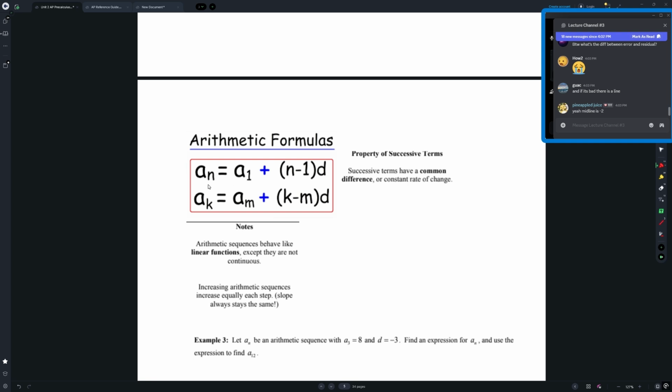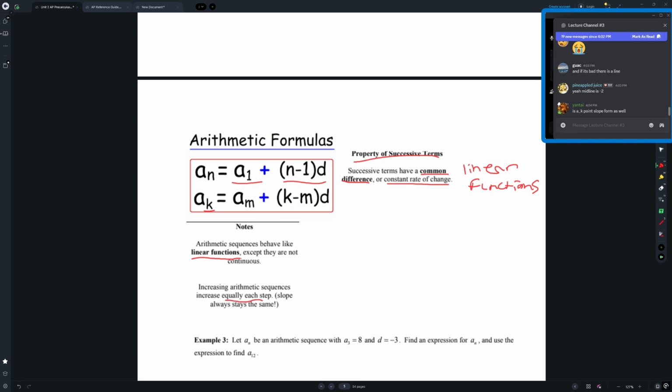The arithmetic formula is a1 plus (n minus 1) times d, and if you have any term, you can say ak equals am plus (k minus m) times d. One important property is that they have a common difference, or a constant rate of change, similar to linear functions. And like linear functions, they're not continuous, and they increase equally with each step, so the slope stays the same.